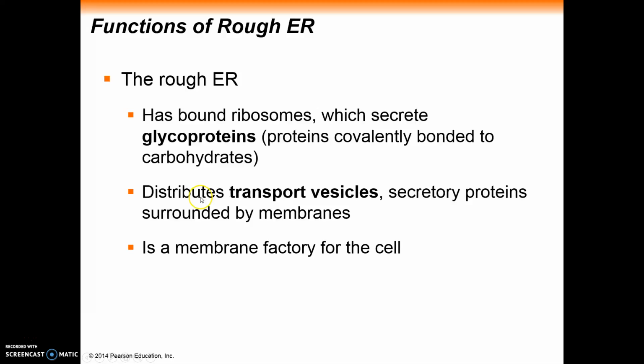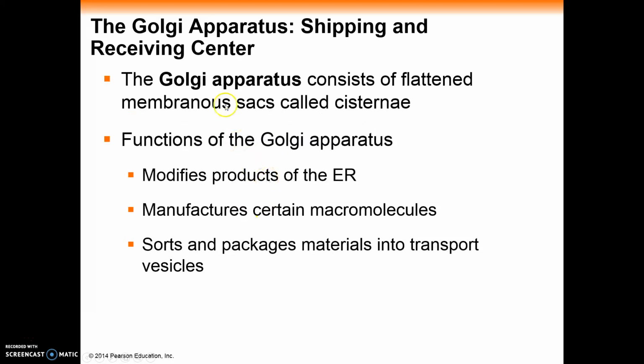Now, once we move past the ER, which all has the same internal space, we move into something called the Golgi apparatus. The Golgi apparatus has a bunch of flattened membrane sacs called cisternae. And these little sacs act as locations to modify proteins that are produced and inserted into the ER.